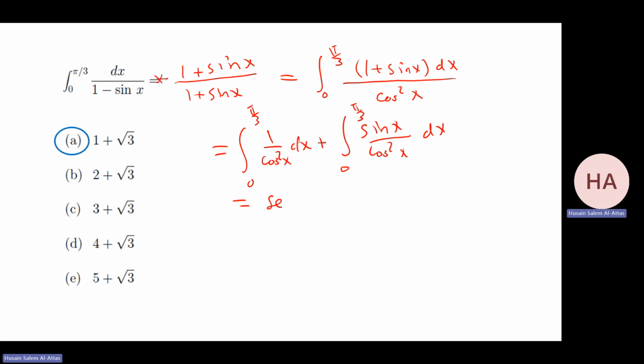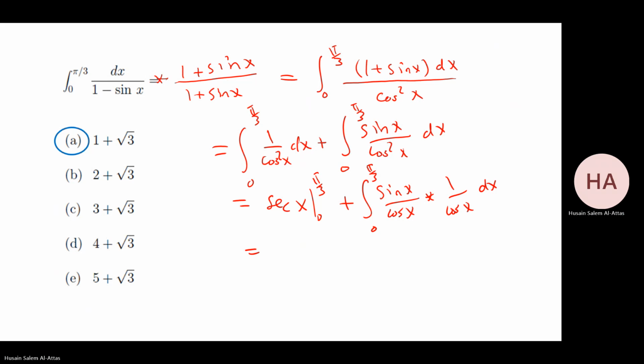That will be secant x, yeah, I can do it at the same time, from 0 to pi over 3. Plus, if you notice, this is sine over cosine times 1 over cosine x dx, from 0 to pi over 3. What is secant pi over 3? That will be 2. Secant 0 is 1. That is 2 minus 1, plus this tan secant. What's the integral of tan secant?